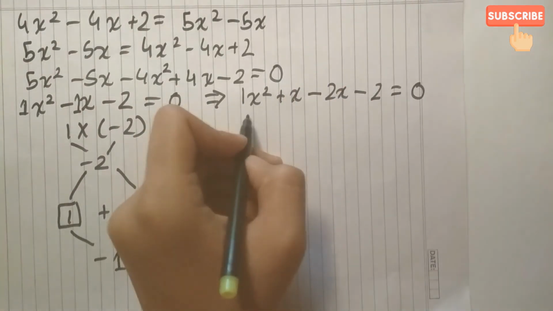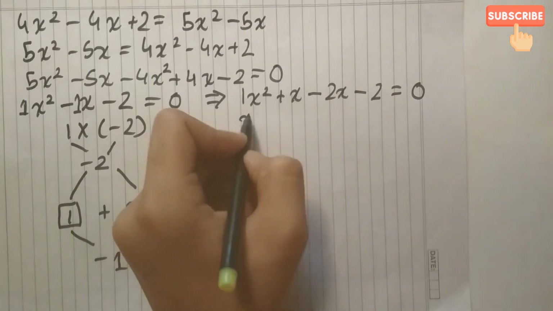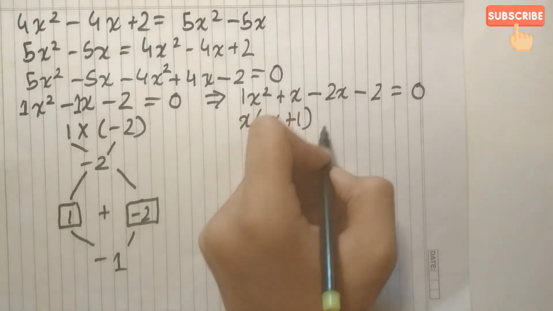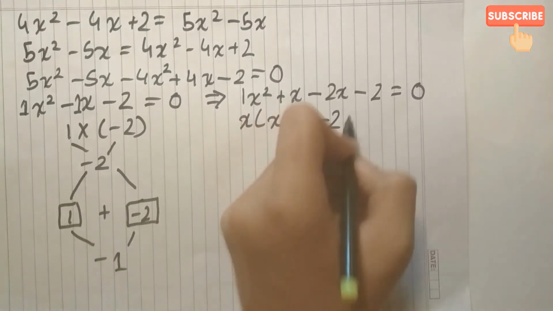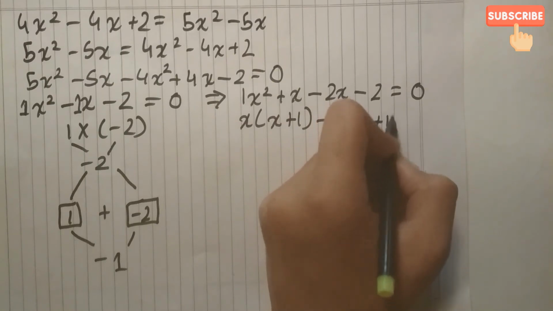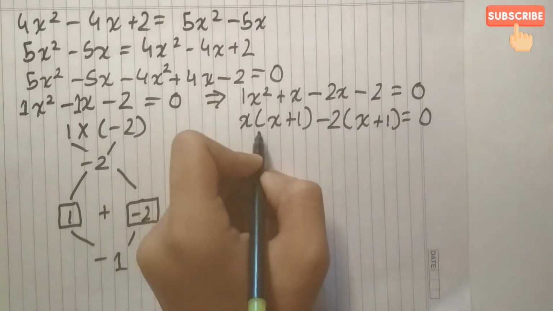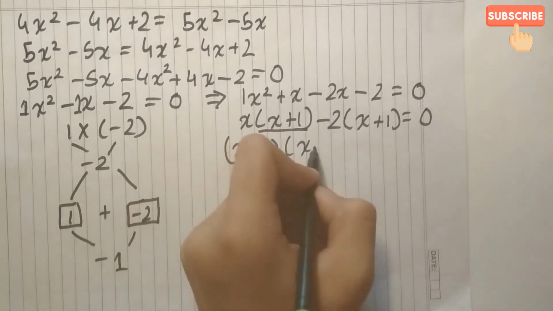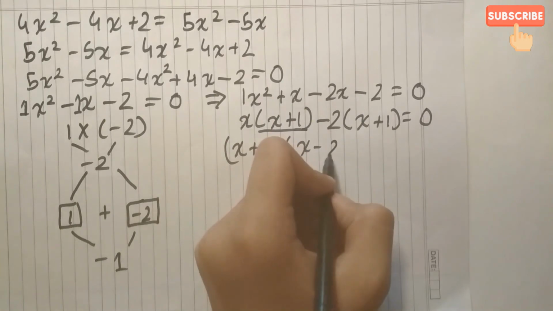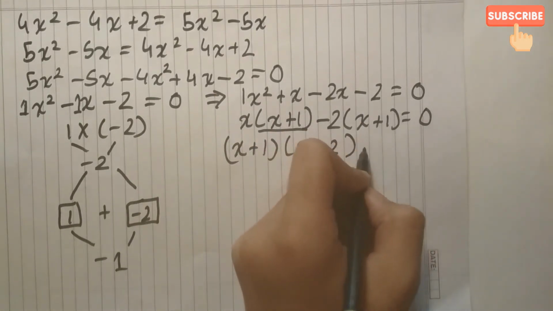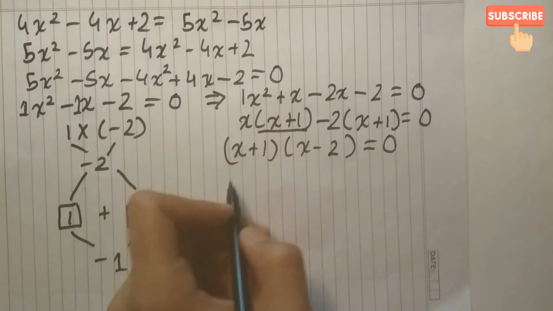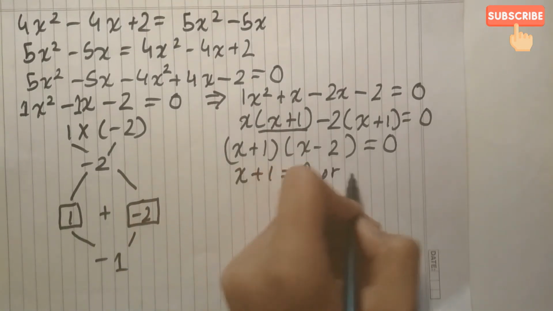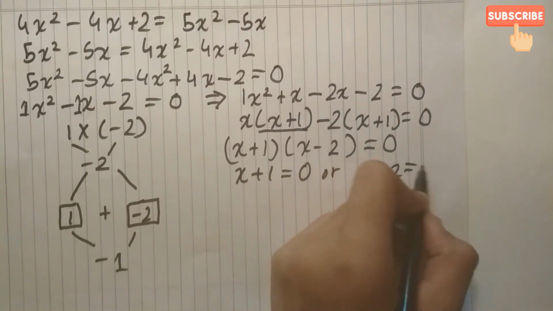So we can take x as a common, so it will be x plus 1 in the brackets, and we can take minus 2 as a common, and here also x plus 1. So taking x plus 1 as a common, we'll get x plus 1 multiplied by x minus 2 equals 0. So either of these can be 0. x plus 1 equals 0 or x minus 2 equals 0.